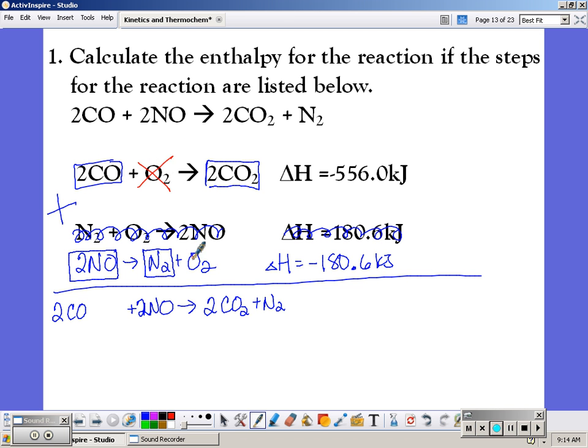All I have to do is add my delta H values together in order to get that delta H of reaction. So we have a delta H of reaction of negative 736.6 kilojoules.